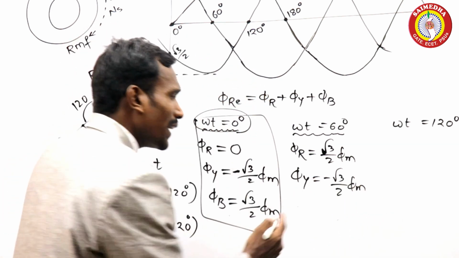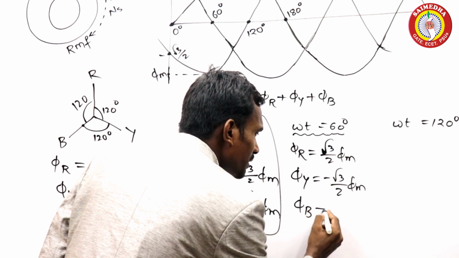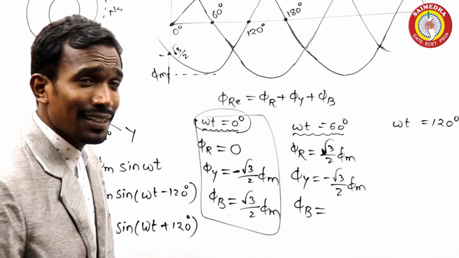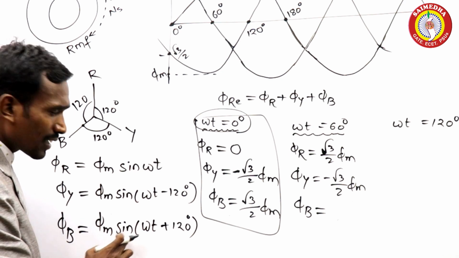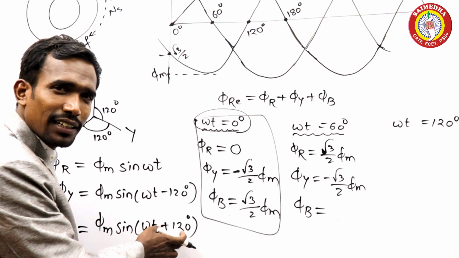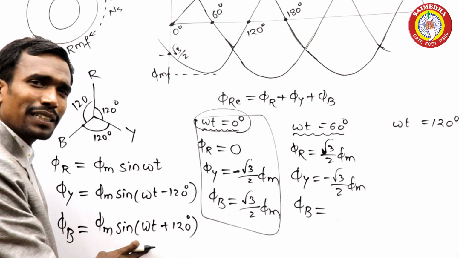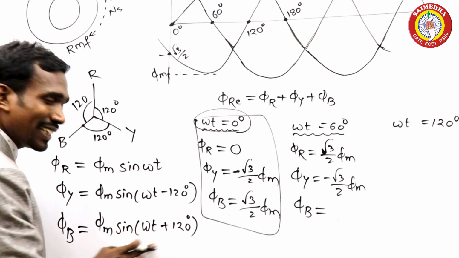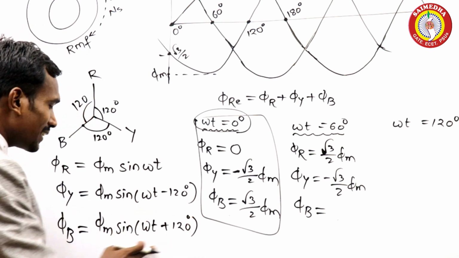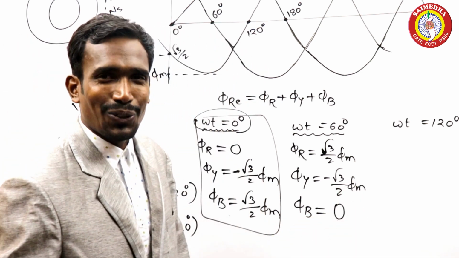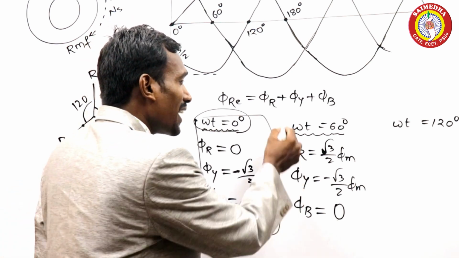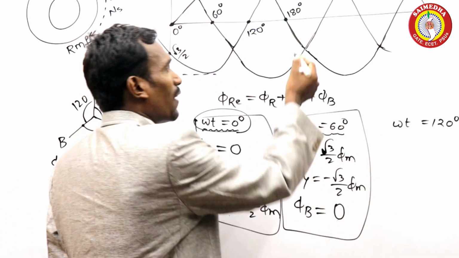Okay. What about phi b? Tell me what about phi b? See here. Phi b is equal to phi m into sin 60 plus 120. What is the value of 60 plus 120? 180. What is sin 180? 0. If sin 180 is 0, what is phi b? Phi b is equal to 0. This is very easy to represent in this waveform.